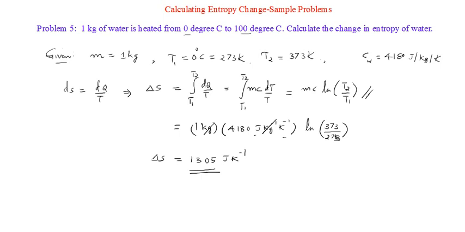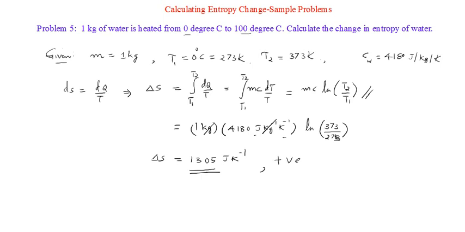Before we proceed on to the next problem, just have a logical check of the answer that we arrived at. We are discussing water at 0 degrees Celsius getting converted to water at 100 degrees Celsius. So we can see that delta S is positive. Delta S we are getting as positive.